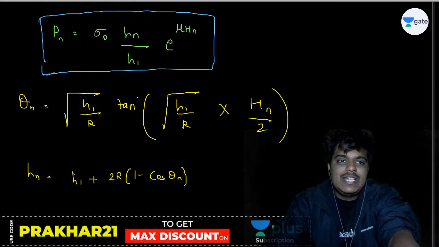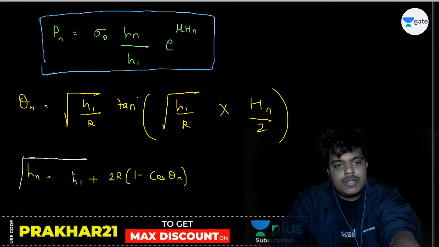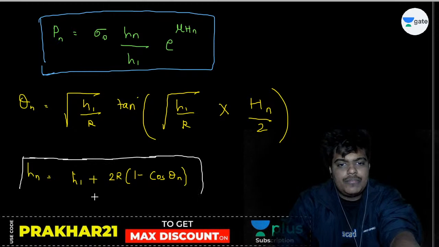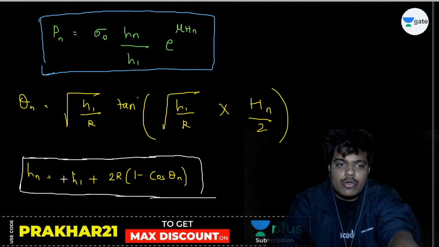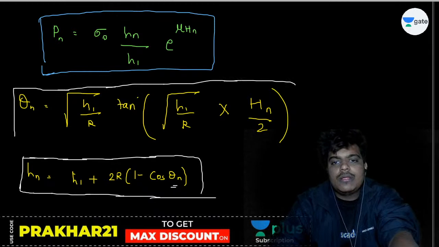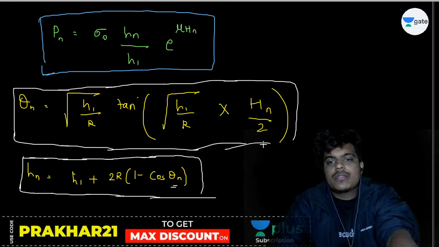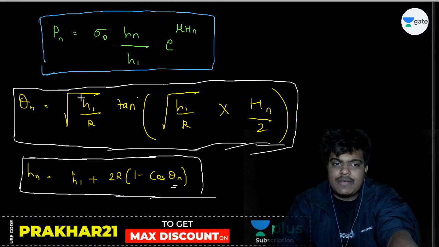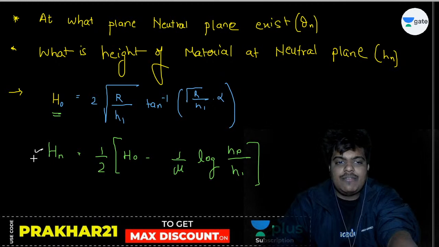That's it. So these are the important formulas that you need to study. This is the formula for the height of the neutral plane. But to calculate the height of the neutral plane, you require theta n. The formula for theta n is given here. Now, to calculate the value of theta n, you require capital Hn. So the formula for Hn is given here.